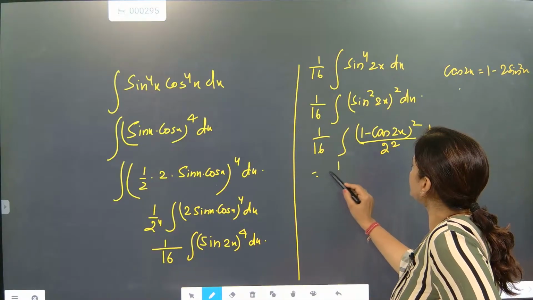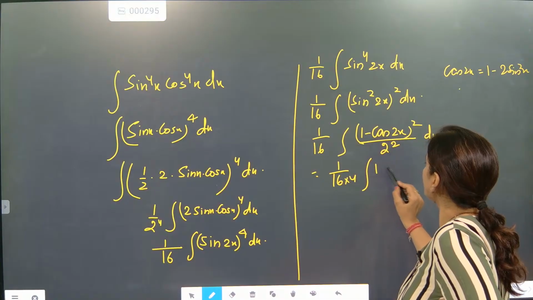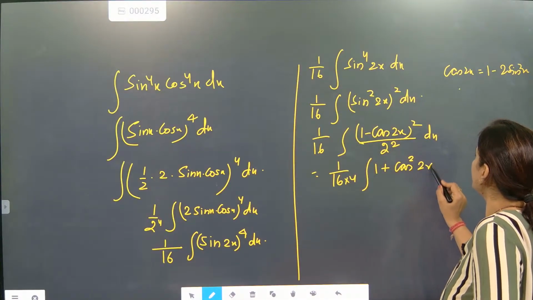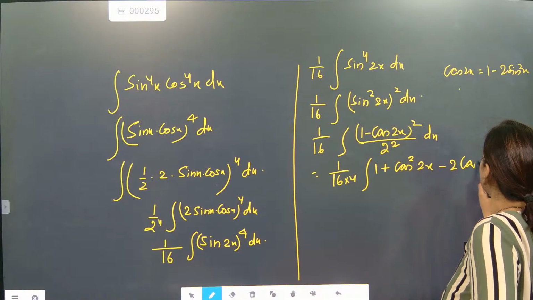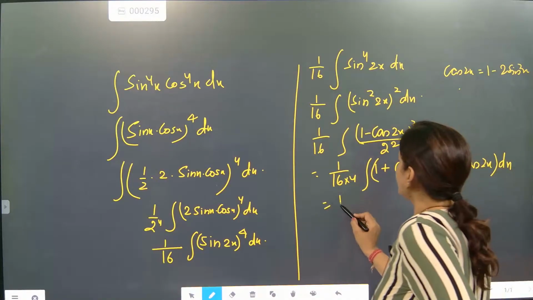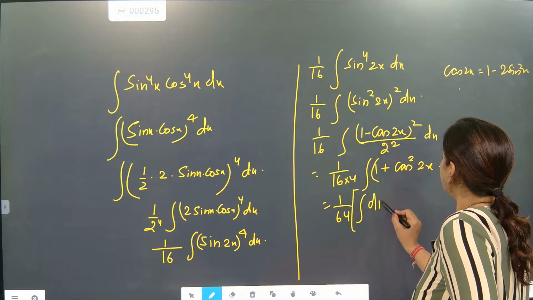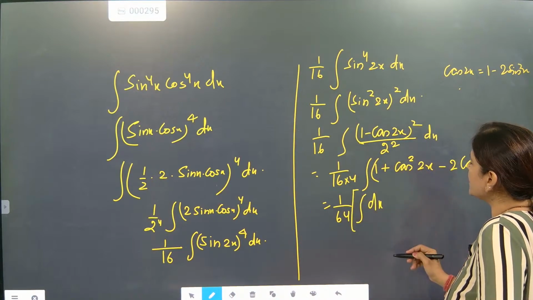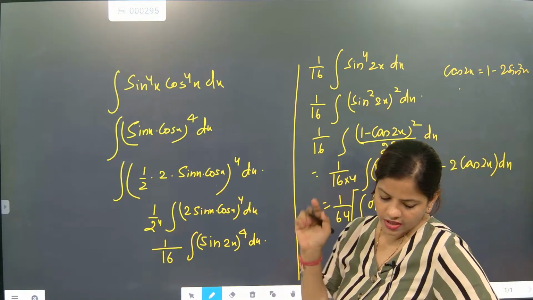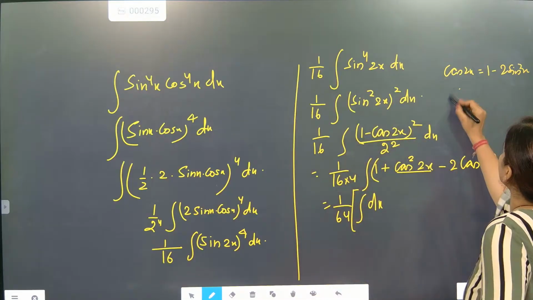So this part will become 16 into 4 will come out, and then here it will become 1 plus cos square 2x minus 2 cos 2x dx. This is exactly the part. So 1 by 64 dx. Now here cos square 2x will become what, beta? Again cos square 2x came. So this is again a testing question. So cos square 2x. Now beta, look here.